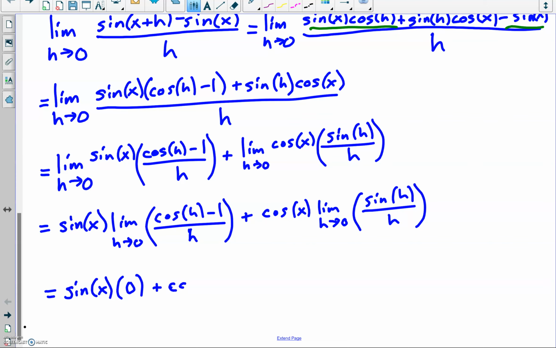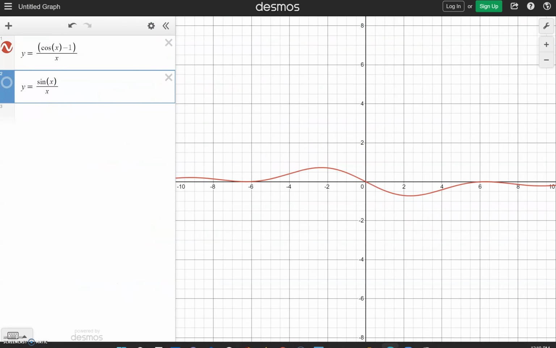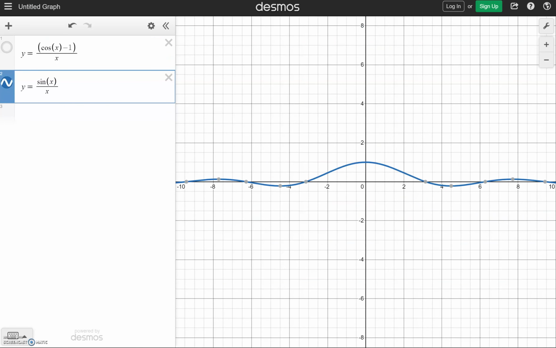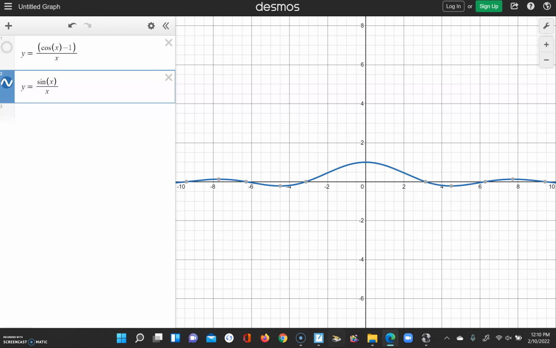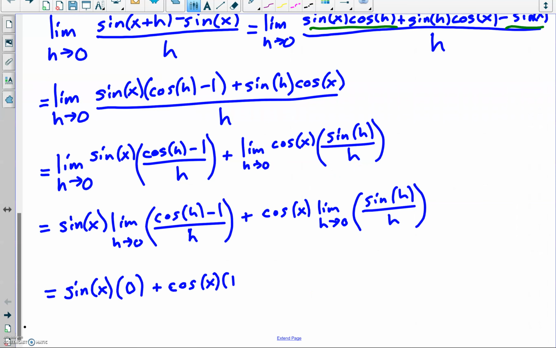And then we'll have cosine of x here. And let's see what that sine of h over h looks like as we go to 0. So I'm going to turn that one off and turn that one on. And it looks like it's going to 1. And in fact, if you were to use all the other, more involved approaches to finding this limit, you would see, yeah, it goes to 1. So the graphing is giving us the good result. So I'm going to just put a 1 here. And lo and behold, sine of x times 0 is 0.